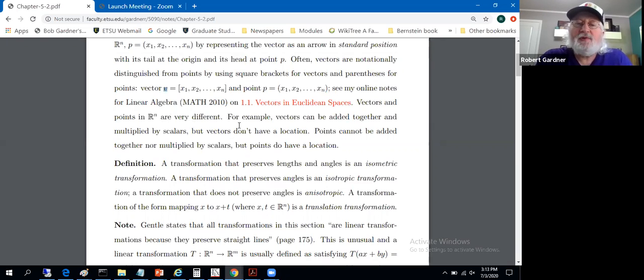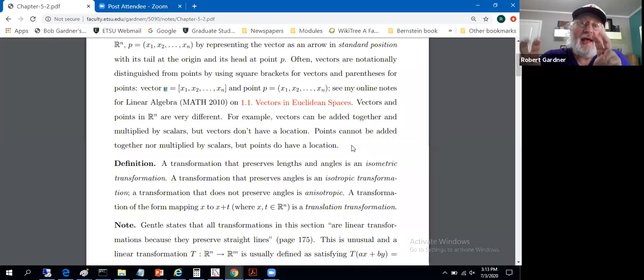Vectors and points in Rn, hey, they're different. I think we've had this conversation before. Vectors can be added together. They can be multiplied by scalars, but they don't have a location. Points, you can't add points together. You can't multiply points by scalars, but they do have a location. So the one thing that a point has is something vectors don't have. So there's a big difference between points and vectors.